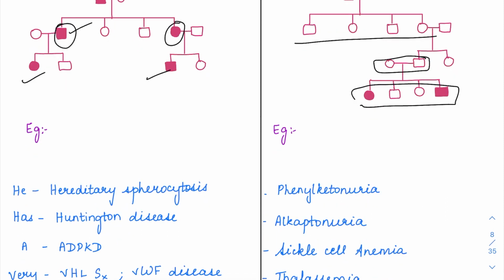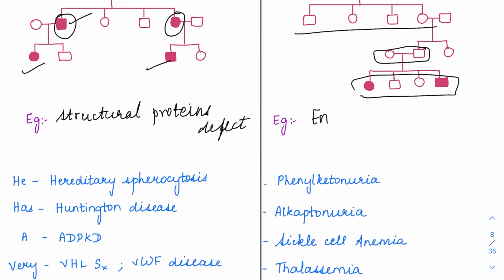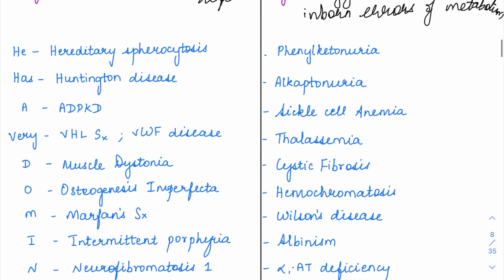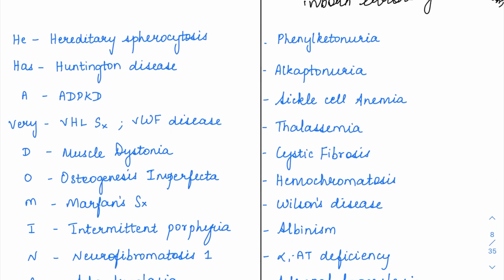So the best examples of autosomal dominant disorders are usually structural protein defects. So structural proteins, the genes encoding for them will be defective in autosomal dominant, while enzymatic deficiencies like in inborn errors of metabolism are going to be examples of autosomal recessive disorders. So let's see the examples. Again, examples of these genetic disorders are very, very important. So they can ask you as a direct one-liner, or they can give you the pedigree and they'll ask you one of the examples in the options.